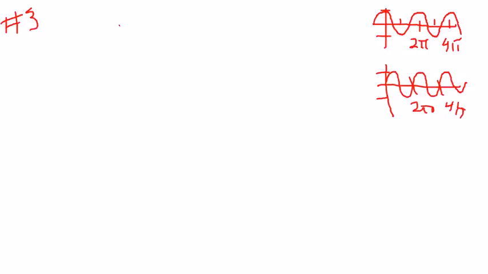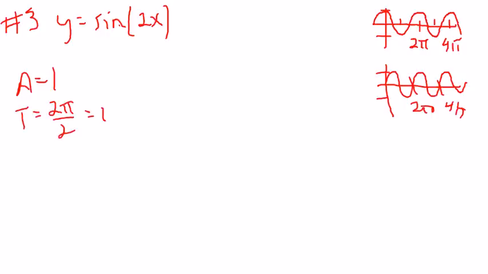Alright, part B. y equals sine of 2x. This one has an amplitude of 1. There's no 4 out front like the other one, so it just gets 1, it goes up 1, down 1. A period of 2 pi over 2, which gives us pi. And a frequency of 1 over pi. Get that by doing 1 over the period.